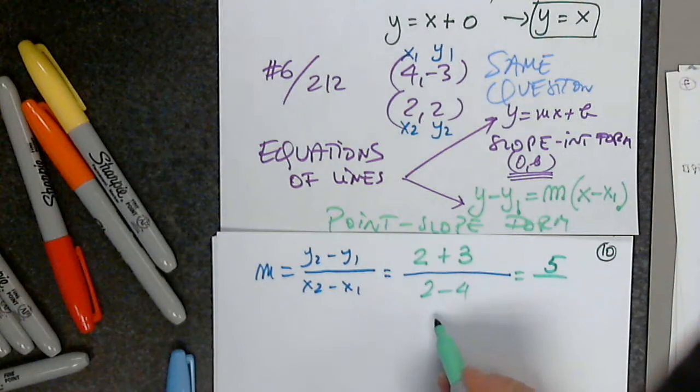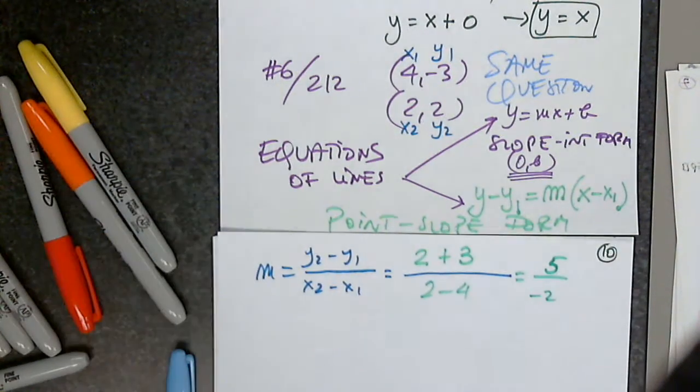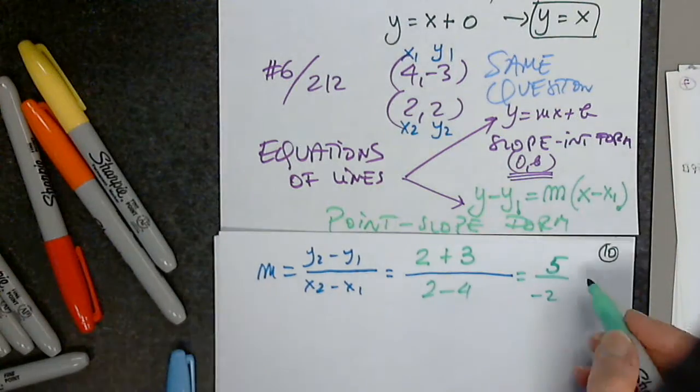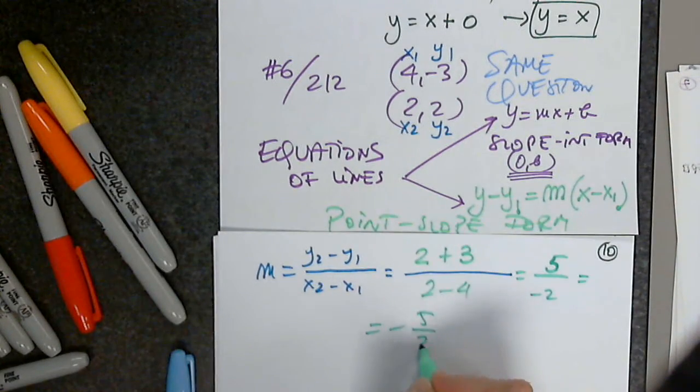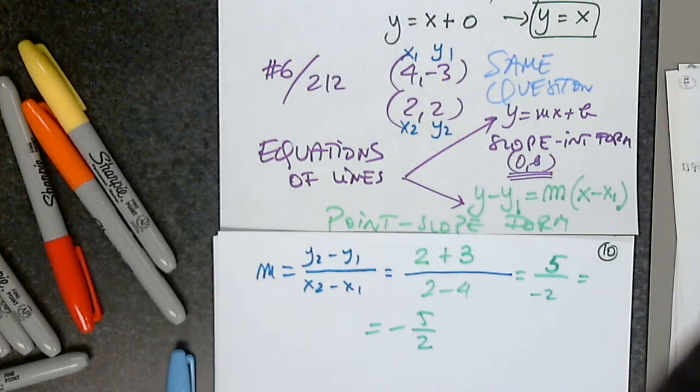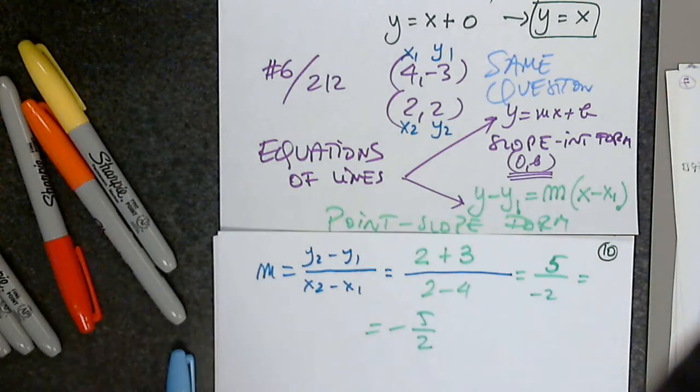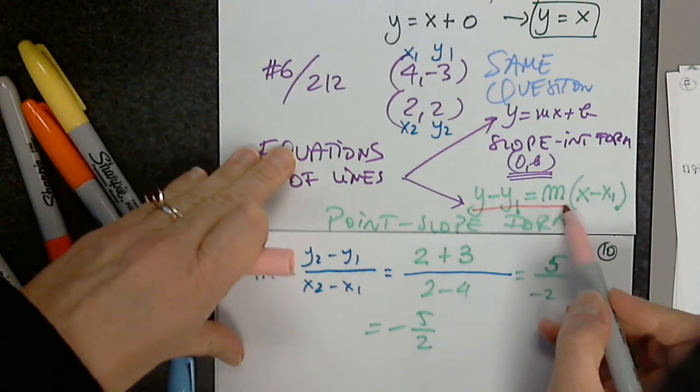Five. We calculate the bottom. A positive number divided by a negative number. Negative. Very good. So this is negative 5/2. Now I already have some information about this line if I'm asked to graph it. Will it be a positive trend or a negative trend? Right, because the slope is negative. Very good. So now I have to use this equation.